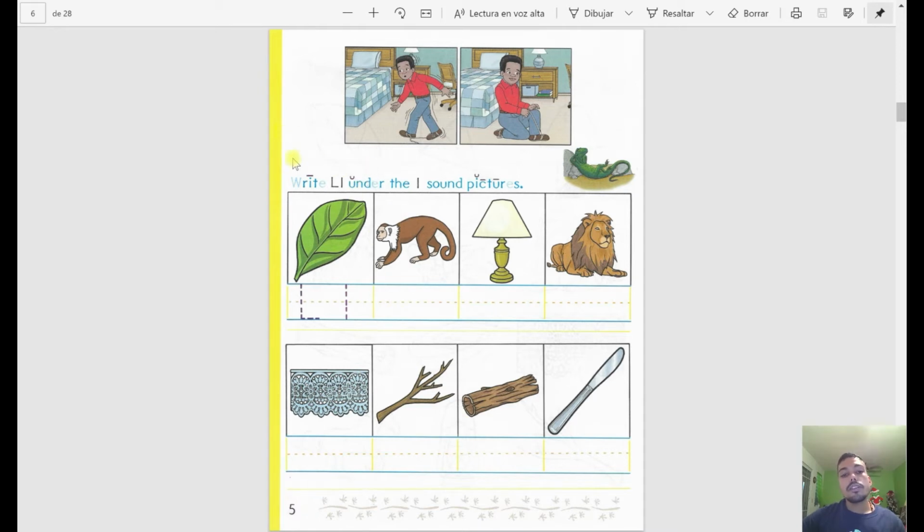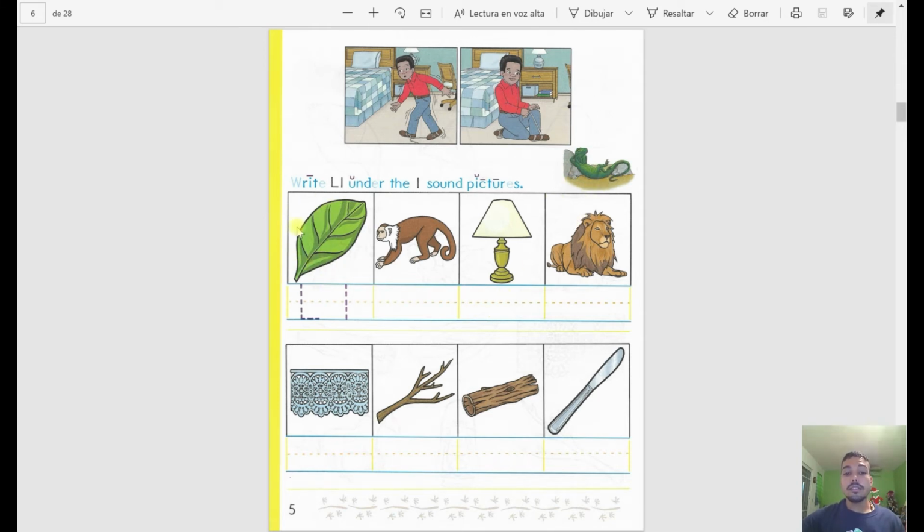We have the instruction here that says write L under the L sound pictures. Write L under the L sound pictures, right? So we have to write the letter L in uppercase and lowercase under the pictures that in its name has the sound L, okay? The sound of lizard, that is L. El sonido de lizard, que es L.